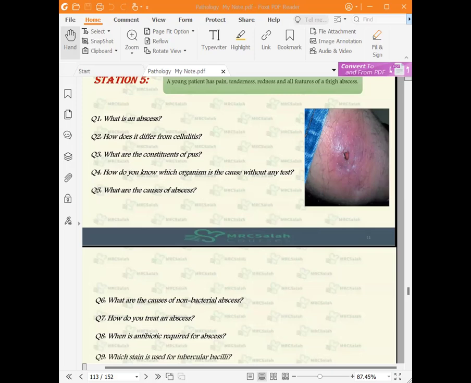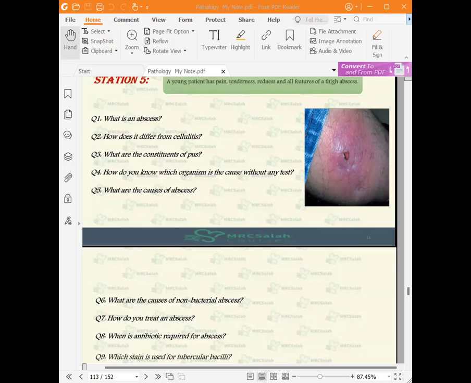Abscess, how does it differ from cellulitis? Abscess caused by Staphylococcus aureus. Cellulitis caused by group A streptococci. In case of abscess, organism secretes coagulase enzyme. In case of cellulitis, organism secretes fibrinolysin and hyaluronidase. In case of abscess, inflammation localized. In case of cellulitis, diffuse inflammation.